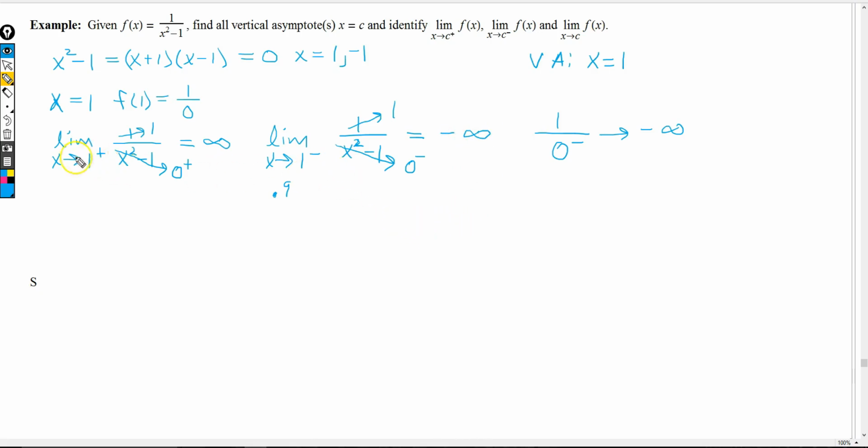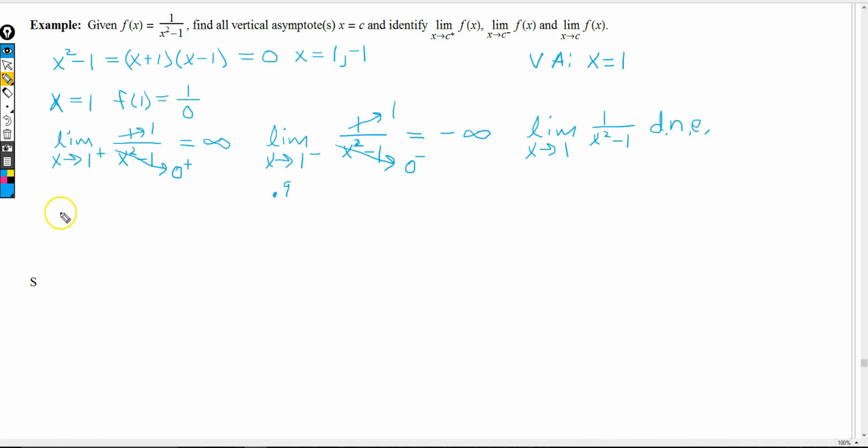Alright, so that's our right and left-hand limits. Now let's take a look at what the full limit is going to be. Well, we're just going to have to say that the full limit does not exist, right? Because we have two different infinities for our right and left-hand limits. If they were the same infinity, we could put that infinity over here. But so we're left saying it does not exist.